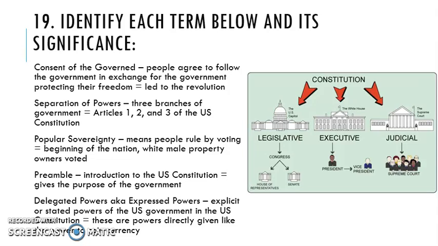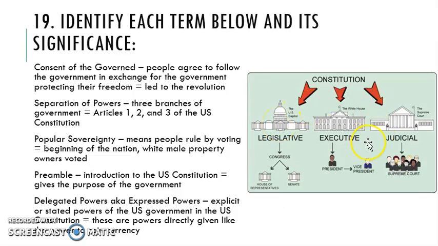The separation of powers is the 3 branches of government. So we have a legislative, an executive, and a judicial. So Article 1 creates the legislative branch, and the legislative branch's job is to just make the laws. And so our legislative branch is called Congress. Congress is when both the House and the Senate meet together. Other than that, it's just the House and then the Senate. But when they meet together, they're here in Congress.